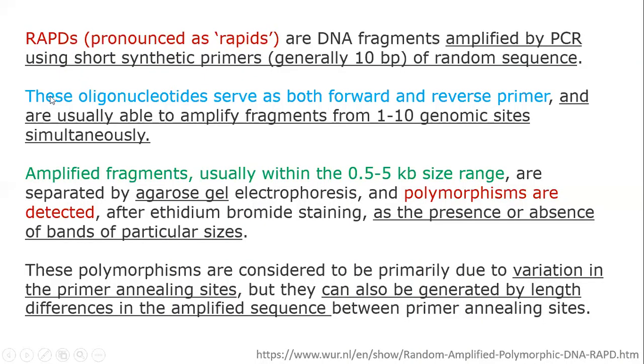RAPD is pronounced as rapid, or random amplified polymorphic DNA: fragments amplified by PCR using short synthetic primers, generally 10 base pairs of random sequence. So you basically don't need to pick the ATGCs from the DNA genome, because in RAPD you don't need a starting genome material, no genome sequencing. Randomly, you take ATGCs, make some As, Ts or Gs, randomly you can make a primer and see whether the primer has efficiency in binding the different genomic fragments or not.